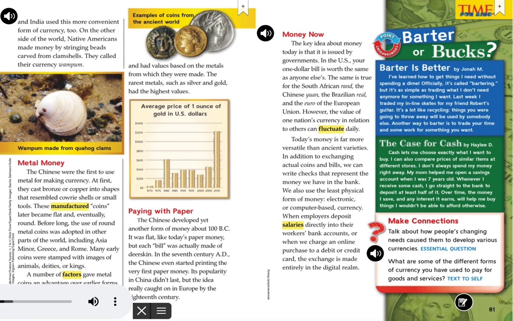They lasted a long time, were easily recognized and counted, and had values based on the metals from which they were made. The rarest metals, such as silver and gold, had the highest values.